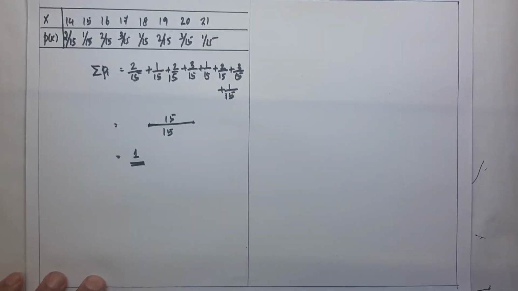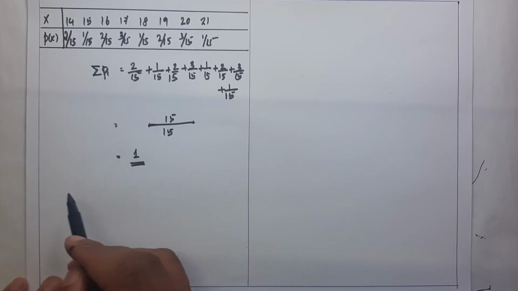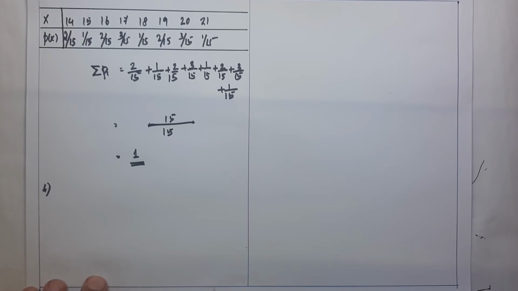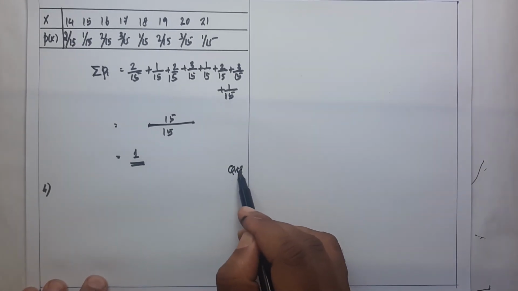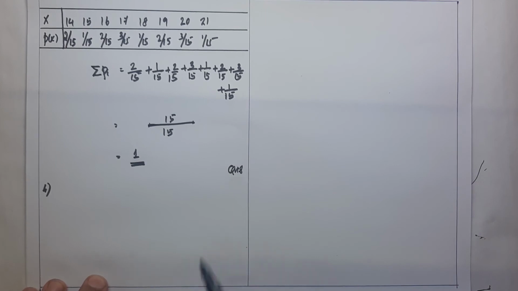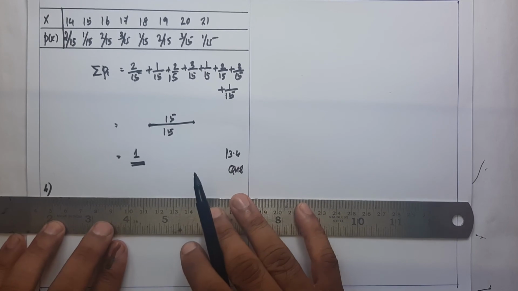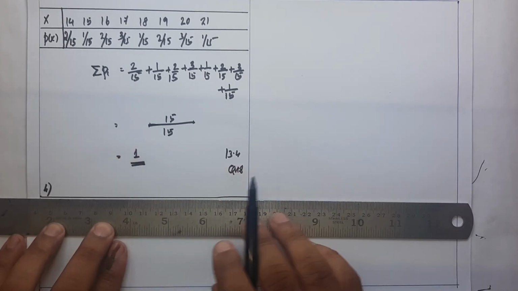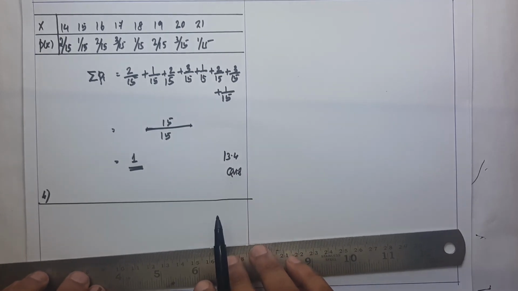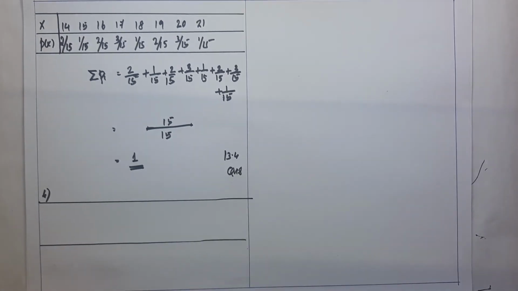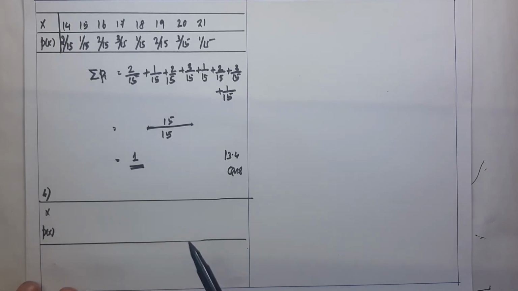Now we will discuss one more question based on the probability distribution. Our next question is question number 8, from the same exercise 13.4. A random variable x has the following probability distribution table, with x and p of x.